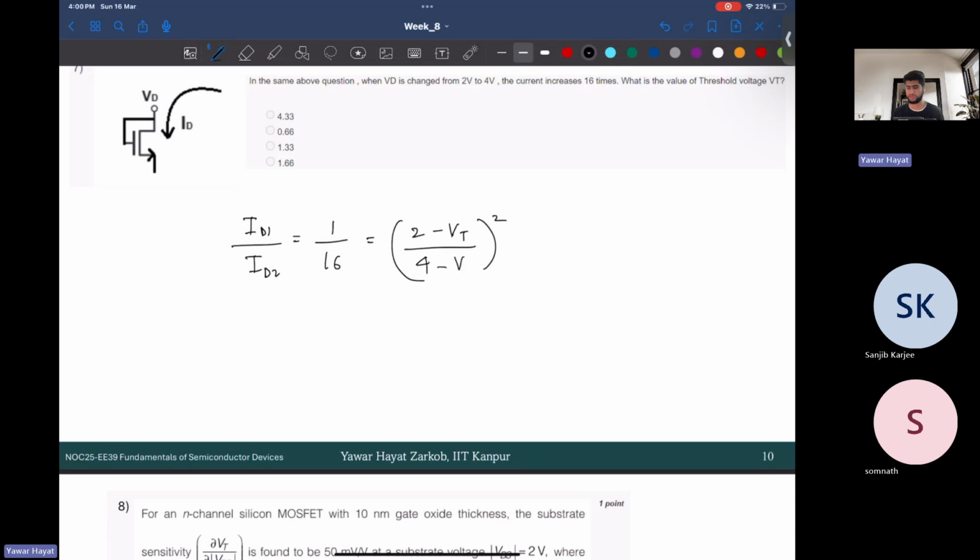So, 4 times (2 minus VT) equals (3 minus VT), right? After that, 3 times VT is equal to 4, so VT is 1.3 volt. Yes, sir, 1.3.